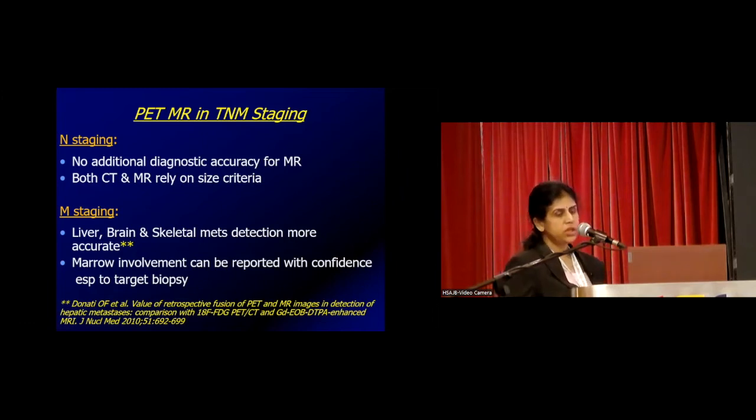Coming to the M staging, PET-MR is also equally efficient when compared to PET-CT in providing us information about the liver, brain, and skeletal metastasis. Obviously, for the marrow involvement, MR is perfect. When it is combined with the FDG PET study, we can find out the right site of marrow biopsy if anything is contemplated.